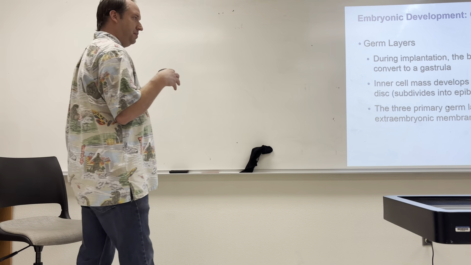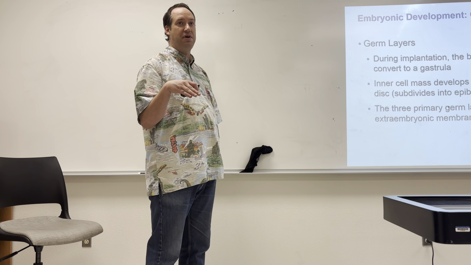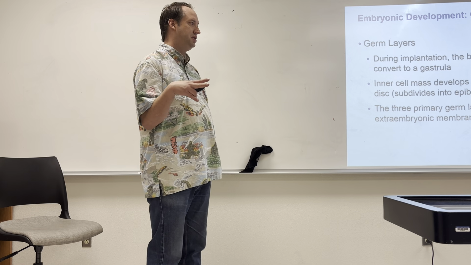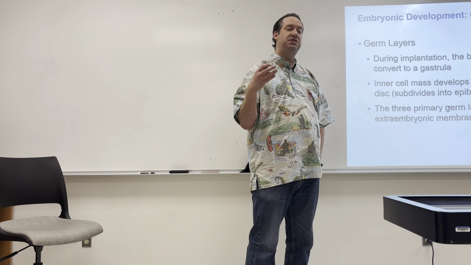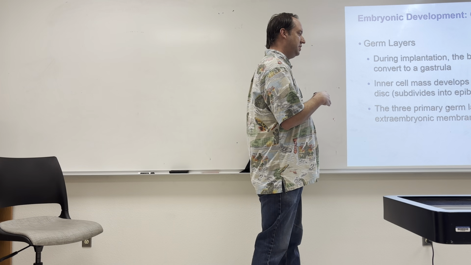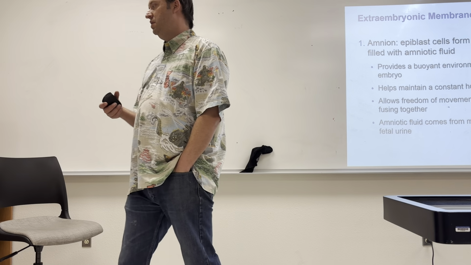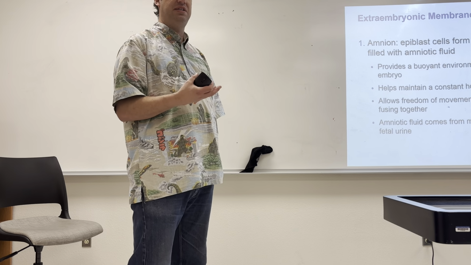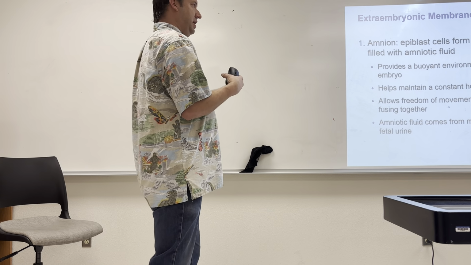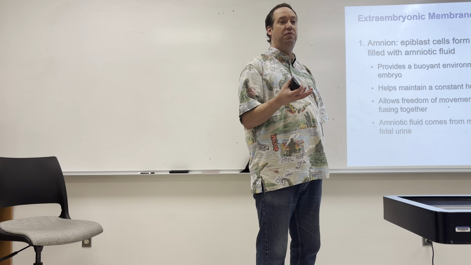As this happens, the blastocyst starts to convert into what we call a gastrula, and we're going to divide into something called the embryonic disc. There's two layers to this embryonic disc, an epiblast and a hypoblast. And then this sort of turns in on itself and forms the three primary germ layers of the embryo. The epiblast, the upper layer, forms the amniotic sac, the amnion, and it's going to fill with fluid. Amniotic fluid lets the baby float inside.